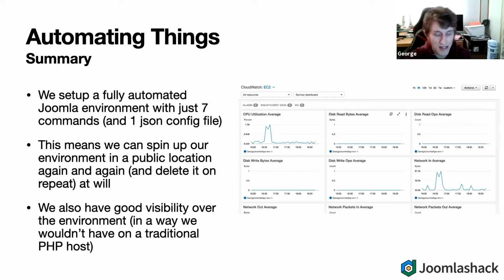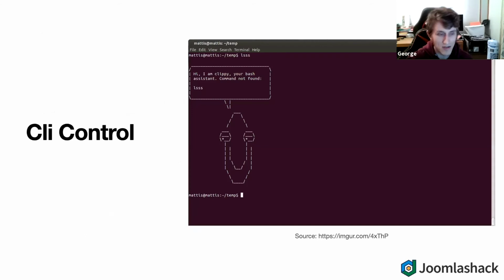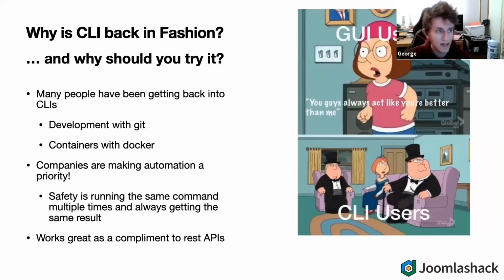And so this comes on to the next thing that I want to talk about, which is CLI control. I guess the first thing is why is CLI back in fashion and why are we using it? The reality is that many people have been getting back into CLIs for a while now. We've been doing Git development with CLI. People who in Joomla use Docker containers, and I know there's quite a few people who've been going around talking about Docker containers recently, have been using their CLI.